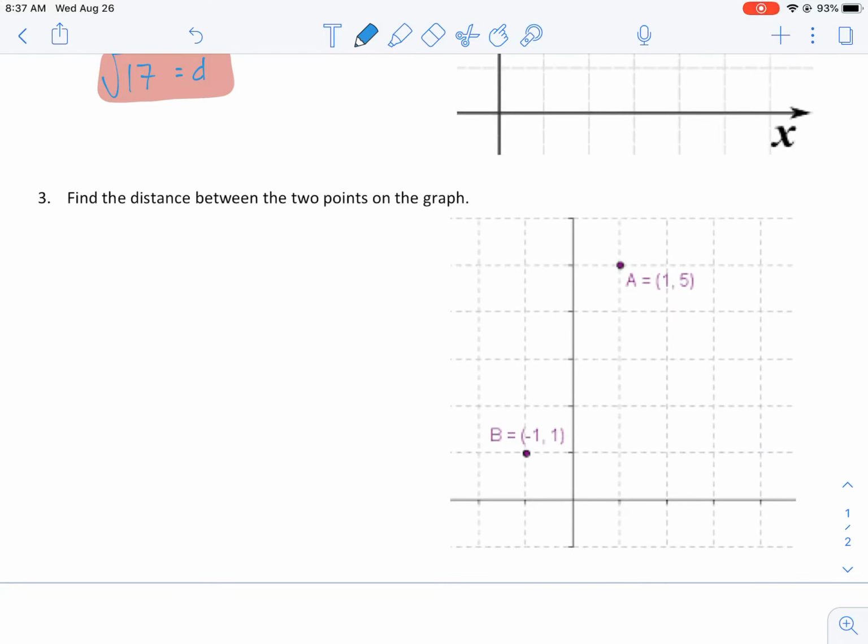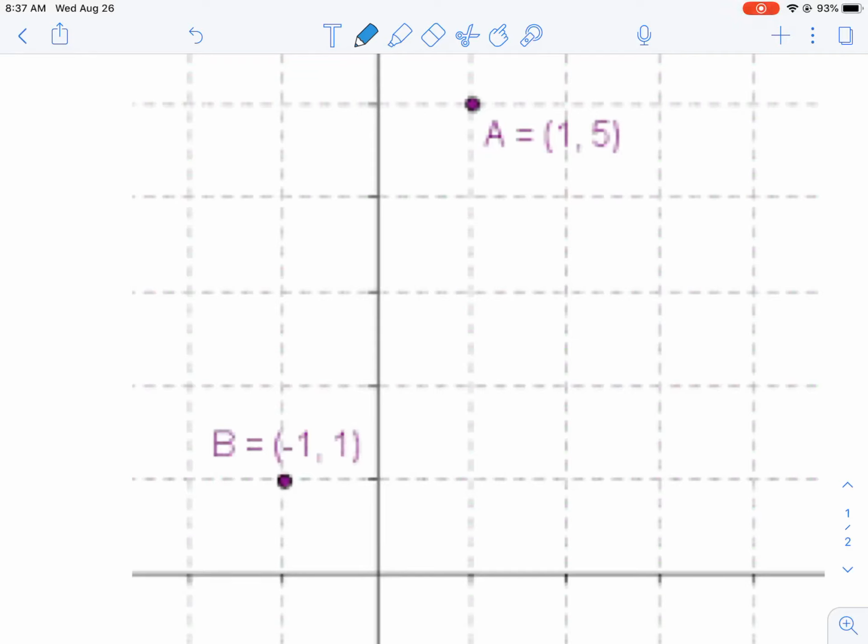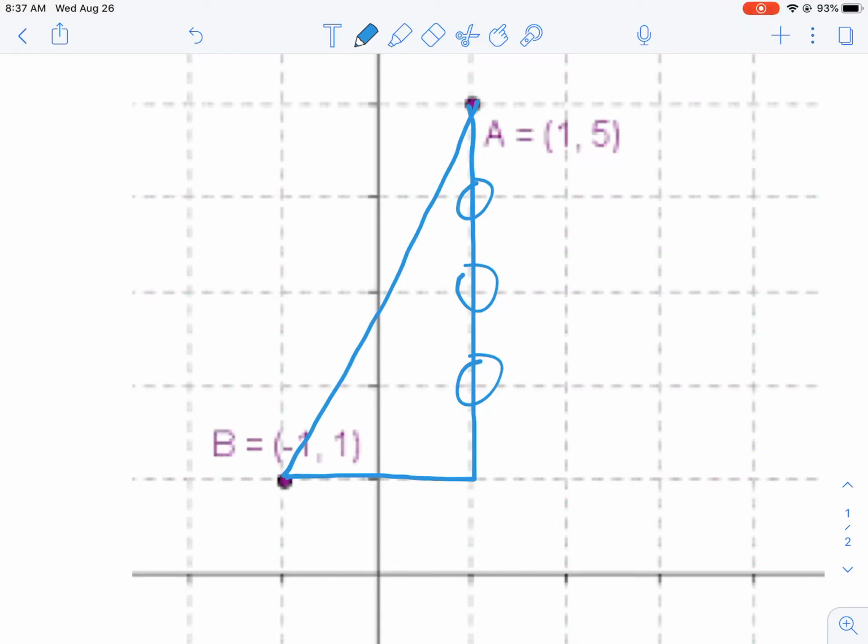So here, find the distance between the 2 points on the graph, all right? We can do the same thing here, okay? We're just going to pretend like, what if there was a line segment here between these two? Now, for both of these examples, we have these little hash marks here where you can count, but let's say those weren't there. What if you just had points and coordinates and nothing else? Could you still do this? Well, the answer is yes, okay?